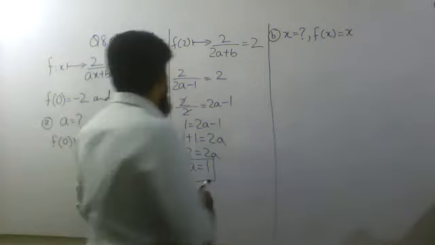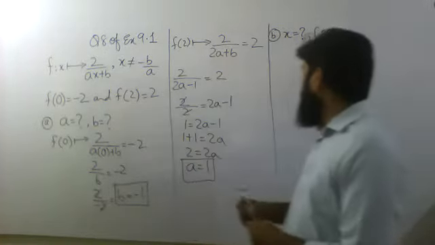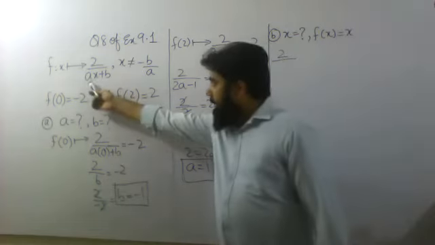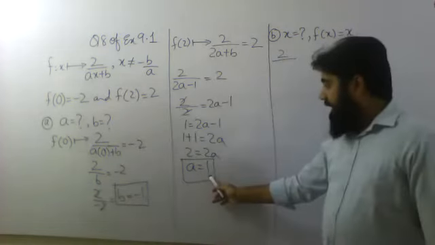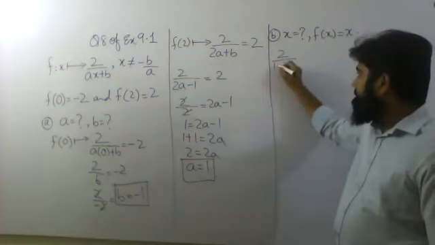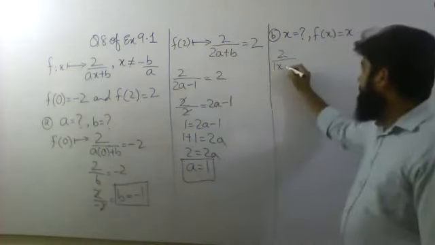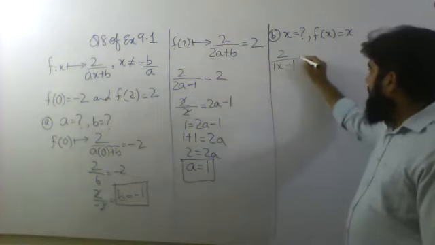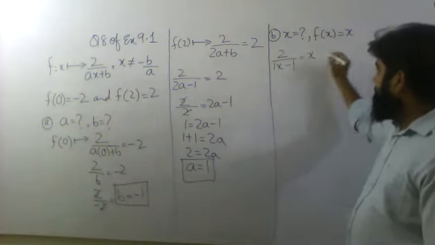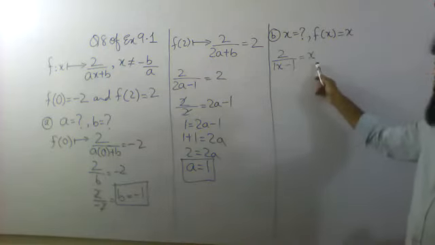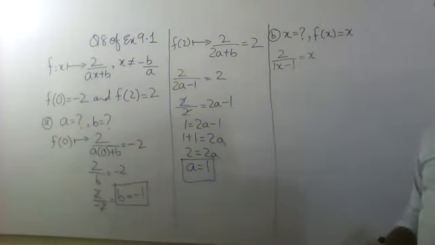Okay. So what will I do? First of all, I'm writing my function 2 upon, in place of a, I will be writing the value of a, x. In place of b, the value of b, minus 1. And they are saying that the result of this one should be equal to x. I have to get the values of x over there.